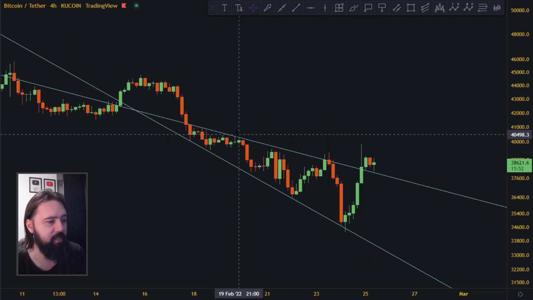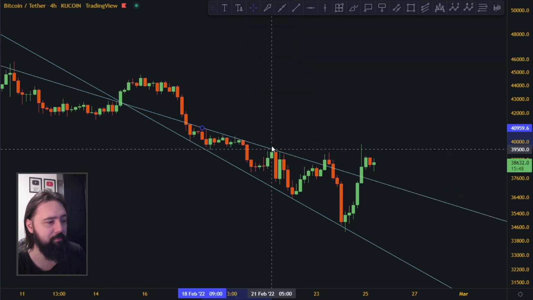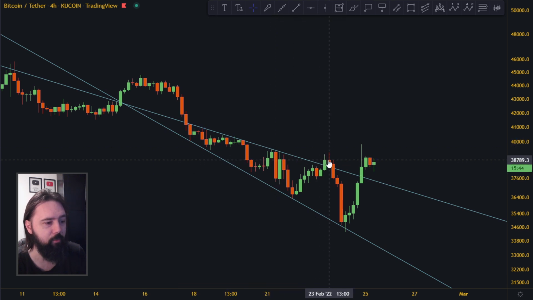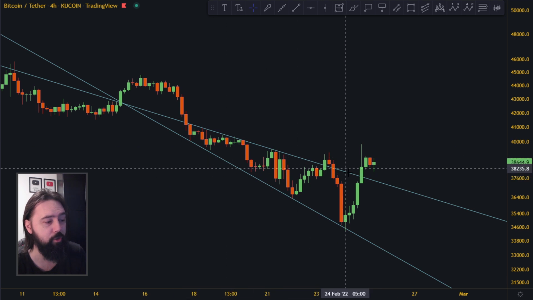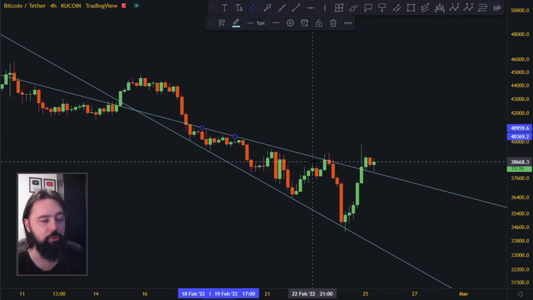Now the question is, how is this resistance line meant to be drawn? Because I've seen people drawing something like this down here, and you can see here we went above the line and right back below the line. Now even if you draw it like this over here, we are technically above it, but I still think that it should be drawn something like this.